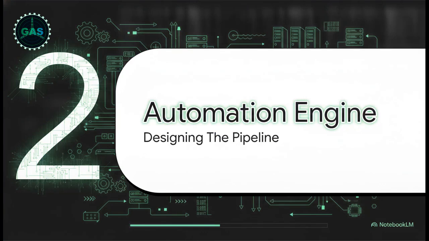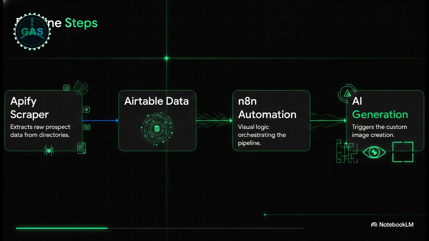Moving right along to Section 2, building the automation engine, designing the pipeline. This pipeline operates across 4 distinct phases. First up, an automated scraper like Amplify acts as our data extraction tool. Second, an Airtable database serves as our central nervous system, storing and organizing that raw data. Third, we use an automation platform like NN to orchestrate the logic. And finally, NN triggers the AI generation API, seamlessly transforming the structured data into our final visual assets.